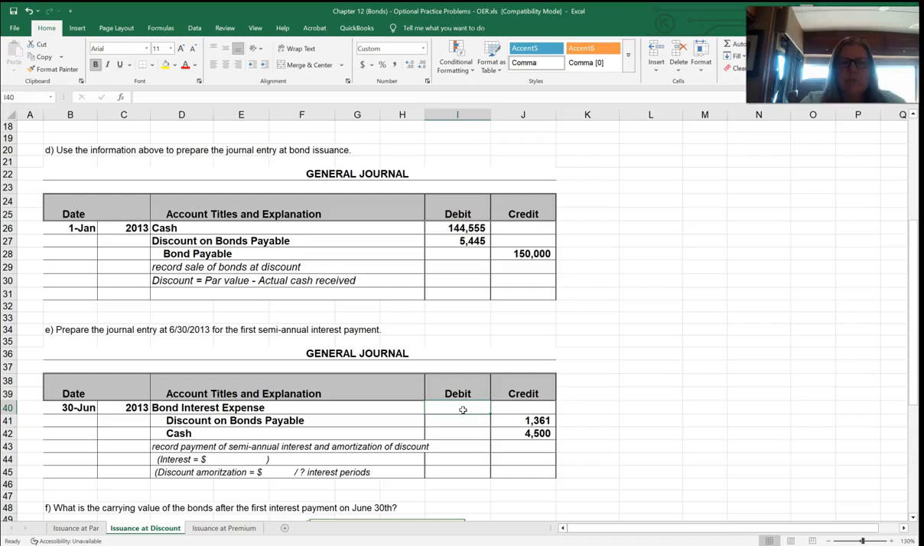And then the bond interest expense will be the sum of these two, because remember, every journal entry has to balance. So it's the $1,361 plus the $4,500. Essentially we're taking that discount and recording it as an interest expense to us, because we're actually going to be paying them back more than what they gave us. So it technically is interest expense.